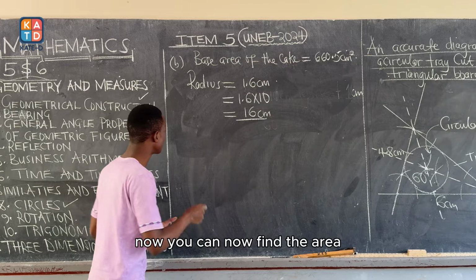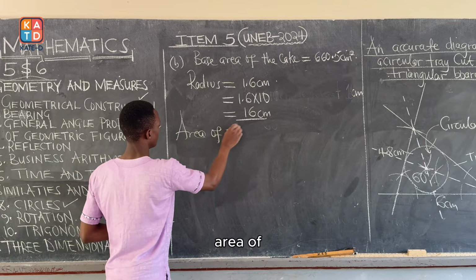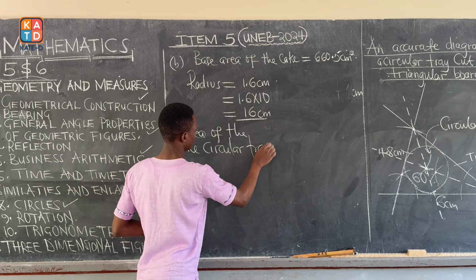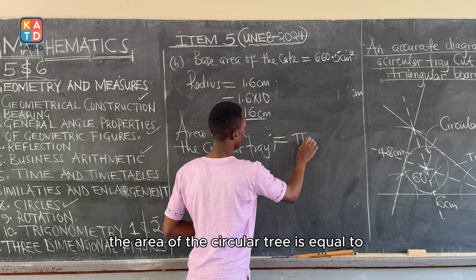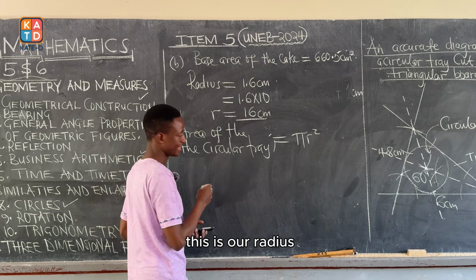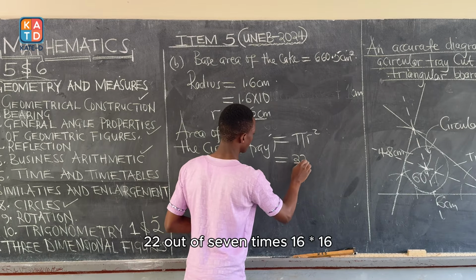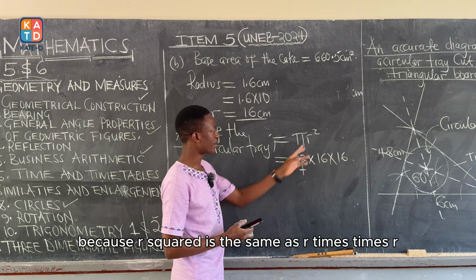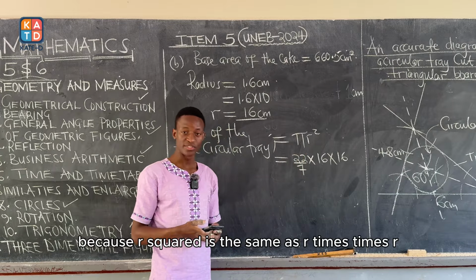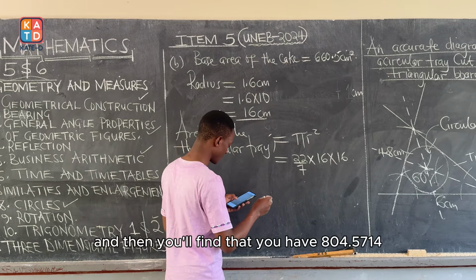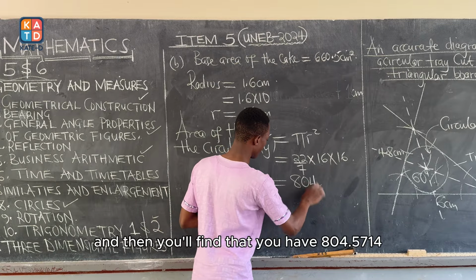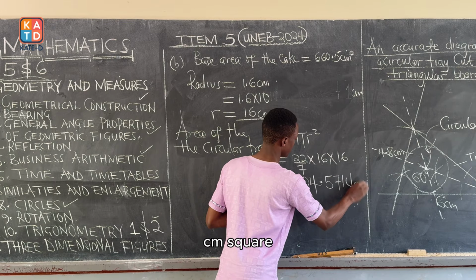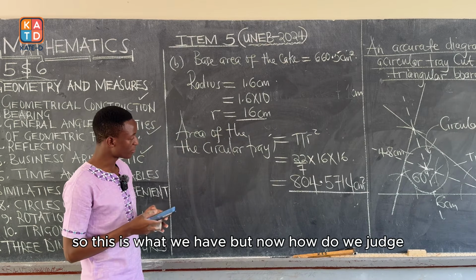Now we can find the area of the circular tray. The area of a circular tray is equal to pi r squared. This is our radius, so we shall now have it as 22 over 7 times 16 times 16, because r squared is the same as r times r. After that, you compute, and then you'll find that you have 804.5714 centimeters squared. So this is what we have.